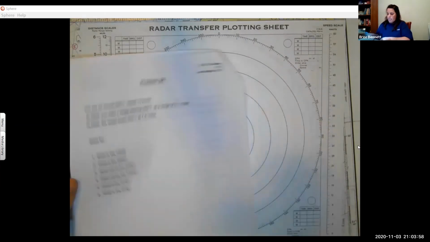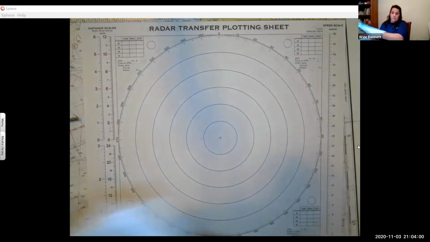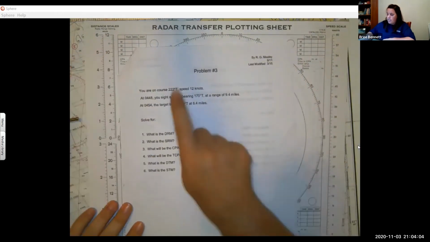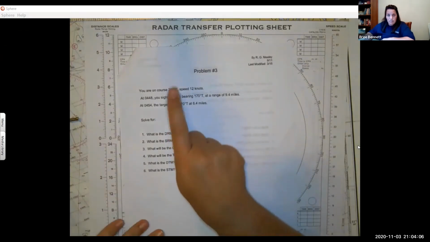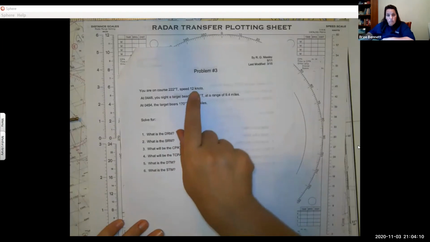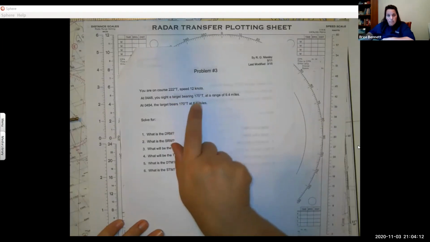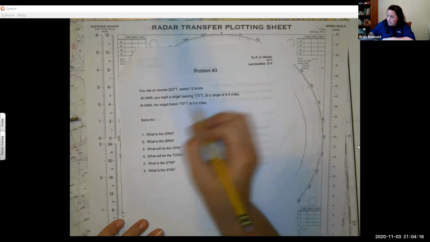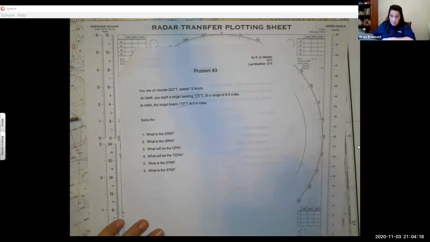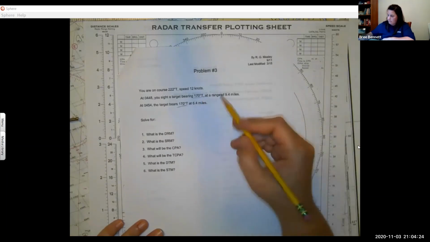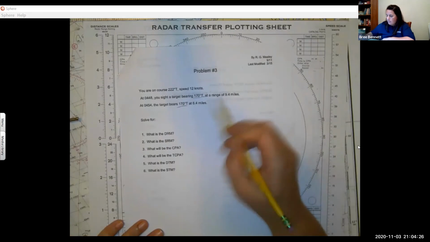Number 3. So again, we are not at our 000 heading. We're at 220 at a speed of 12 knots. We have a bearing, and I can see from these two bearings, our CPA is going to be 0 because our bearings are the same. And then we're going to figure out the rest.